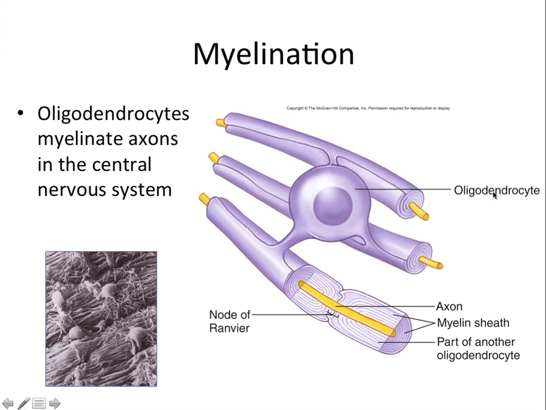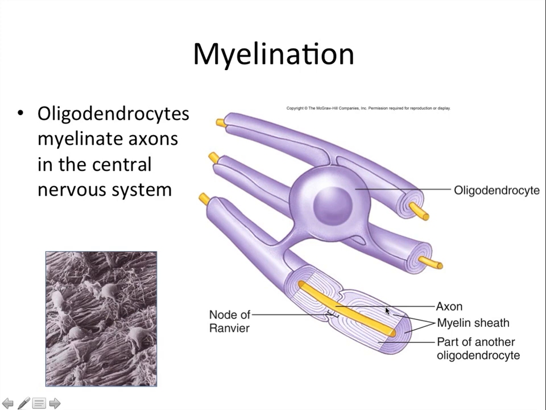And this is implicit in the name because we've got oligo, so that's few, dendros, so that's a process. So what we can see is it's got several processes. So it can myelinate several different axons. But this only occurs in the central nervous system. And you can see here in the picture in the bottom left, here's an oligodendrocyte, and here's its little processes coming down to several different axons to myelinate them.